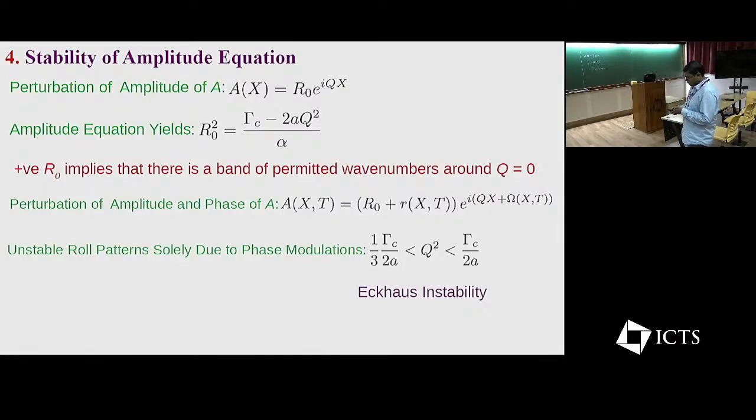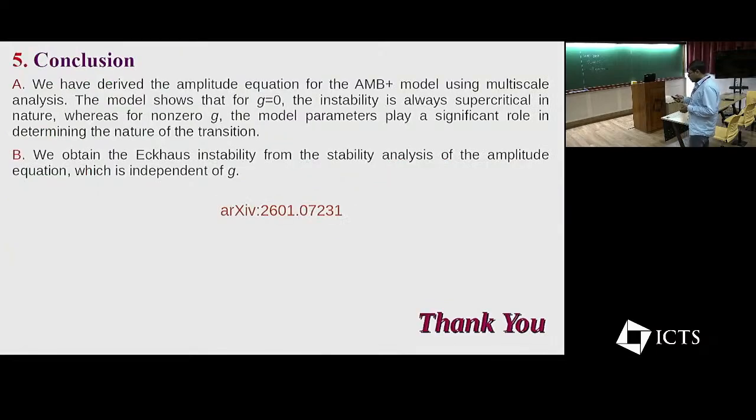Okay, so this is the conclusion of my talk. I have derived the amplitude equation for the active model B. Using multi-scale analysis, when G is equal to 0, the instability is always supercritical in nature. When G is non-zero, the model parameters play a significant role in determining the transition. And we also obtain the condition for Eckhaus instability, and it is found to be independent of G. So thank you for your attention.